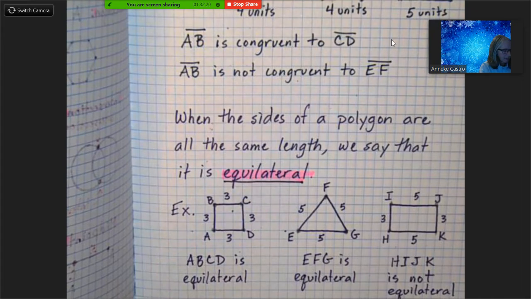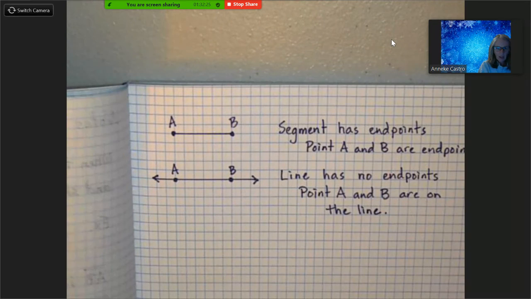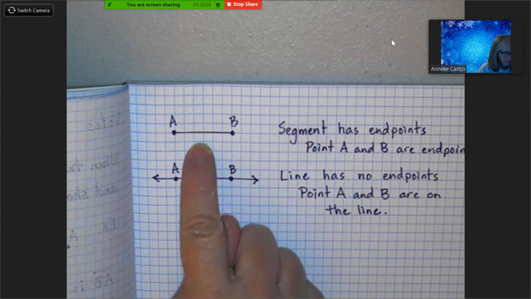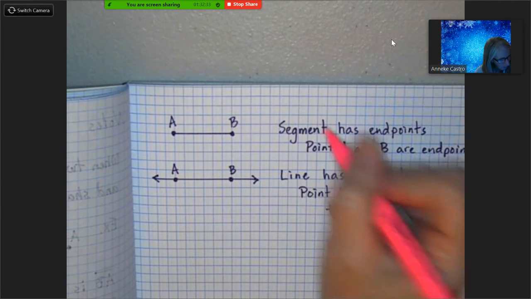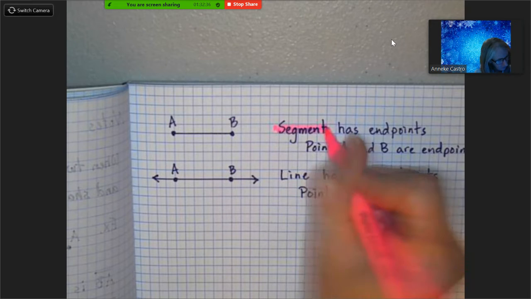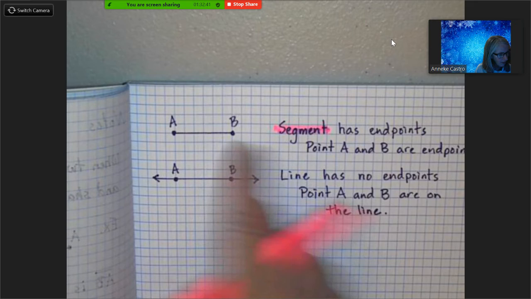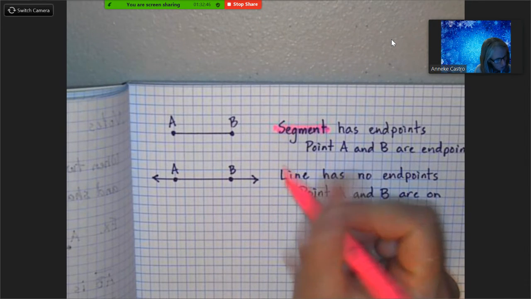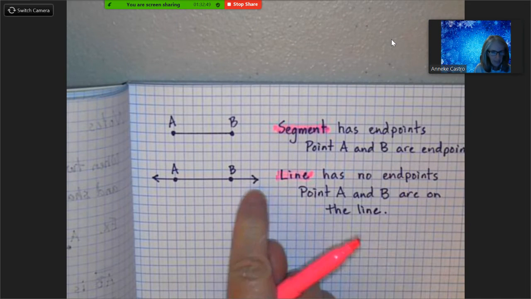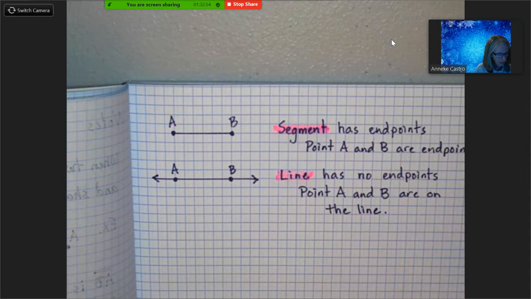Okay, last thing for our notes. Segment and a line. So we've looked at segments before. Segments have endpoints. A and B are the endpoints. A line has no endpoints. See the arrow? This means the line goes forever, forever, forever this way, and forever that way.